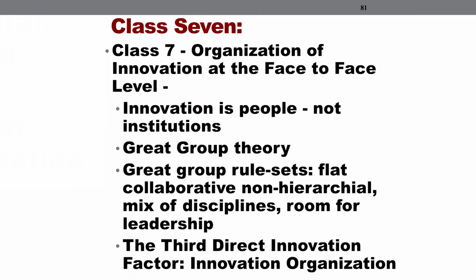Class 7 was innovation at the face-to-face level. That's our whole great groups theory. So if innovation has to do with institutions, which it certainly does, how are those institutions organized and how do they connect, and how are the handoffs between the actors? But in the end, people own innovation, not institutions. It's very face-to-face. And in the great groups classes, you remember well, we talked about some of the rule sets that tend to guide the way in which great group-based innovation operates.